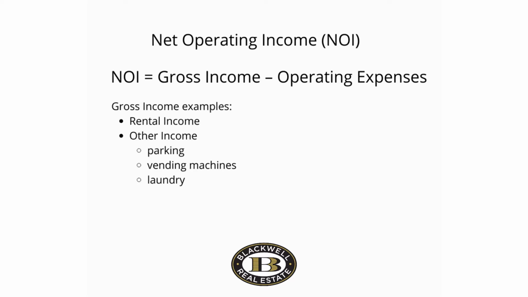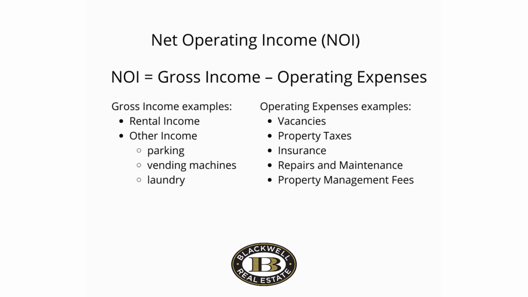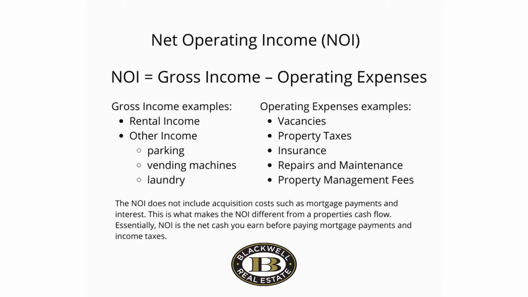Gross income includes rental income and any other income you may be collecting on your property, including parking, vending machines, or laundry. Operating expenses include vacancies, property taxes, insurance, repairs and maintenance, and property management fees. Keep in mind the NOI does not include acquisition costs such as mortgage payments and interest. This is what makes the NOI different from a property's cash flow. Essentially, NOI is the net cash you earn before paying mortgage payments and income taxes.